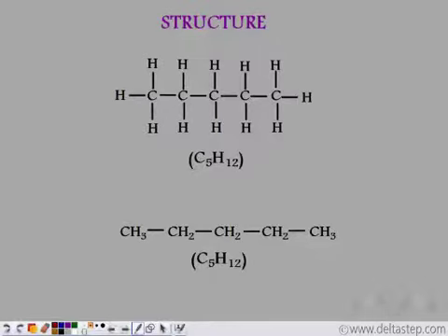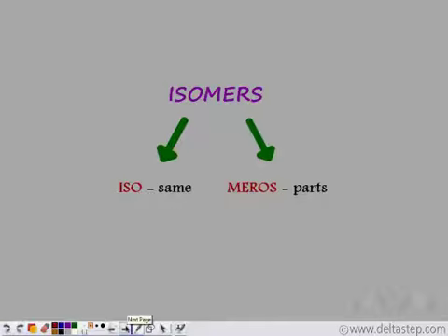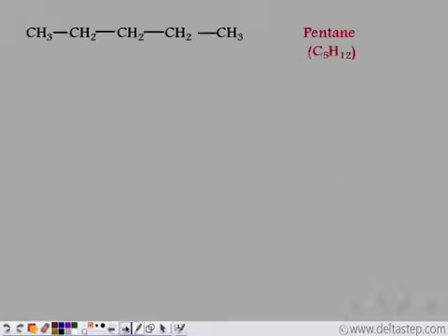Now, we define isomers for the organic compounds. It comes from 2 words. Iso means same and meros means parts. Let's see what these isomers are. Pentane, this is the formula of pentane. This is the condensed formula of pentane. This is how we write it. Since there are 5 carbon atoms, 12 hydrogen atoms, this is the molecular formula.